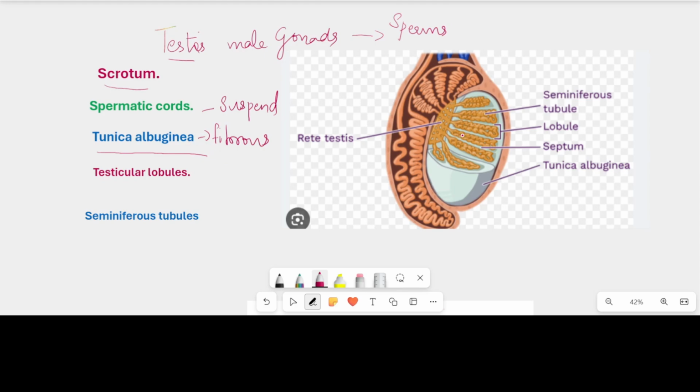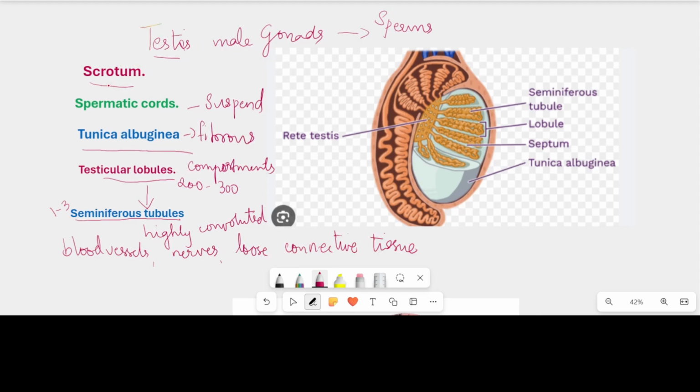When we look at the section of the testis, inner to the tunica albuginea we can see numerous compartment-like structures called testicular lobules. There are around 200 to 300 compartments, and those compartments are called testicular lobules. You can see each lobule here. Likewise, around 200 to 300 lobules are found inside the testis. Each lobule has highly coiled, highly convoluted tubules called seminiferous tubules. Each testicular lobule may contain 1 to 3 seminiferous tubules. Surrounding the seminiferous tubules are blood vessels and nerves, found in loose connective tissue.